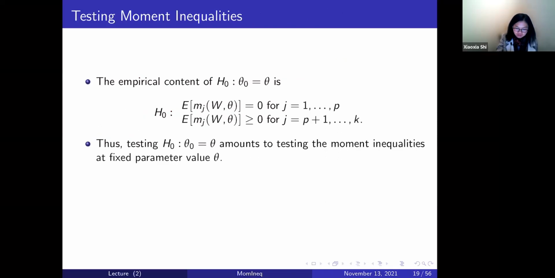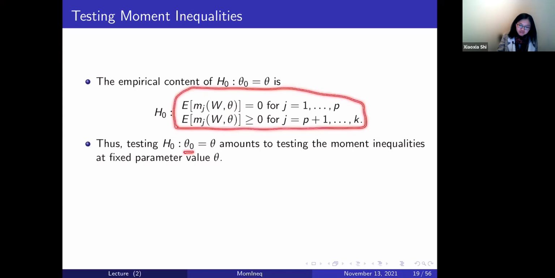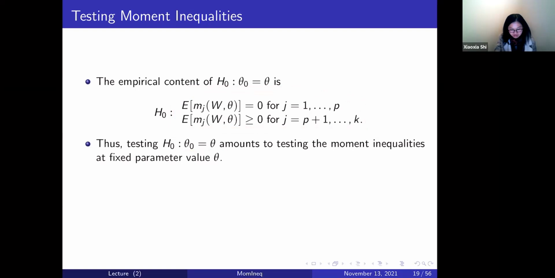So testing theta naught equals theta really just amounts to testing whether these inequality and equality constraints hold or not at this theta value, because these inequalities are the only empirical content for true value equals theta, right? So the inference problem for the moment inequality model reduces to testing a bunch of equalities and inequalities.